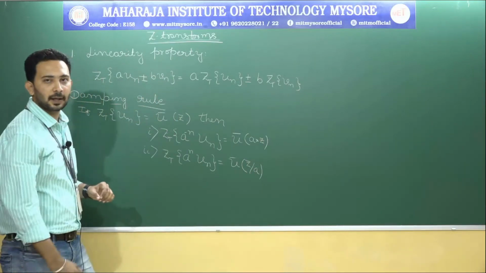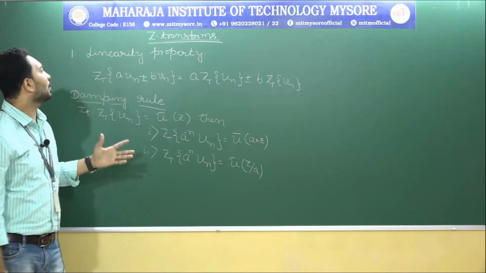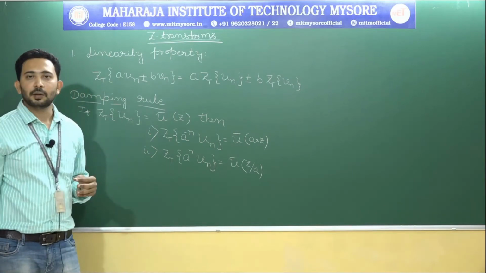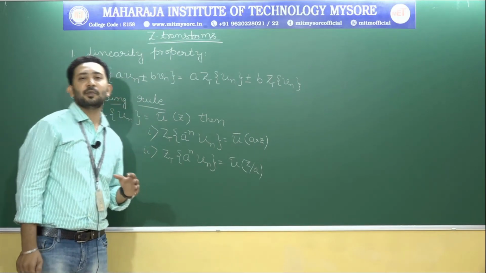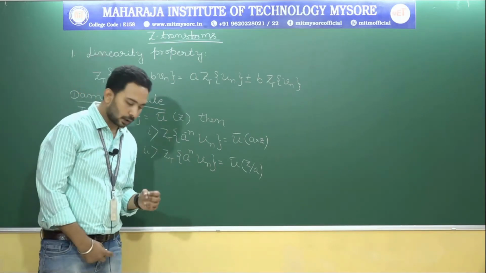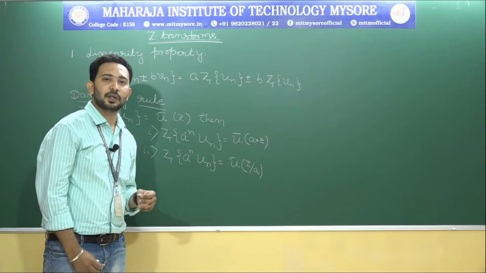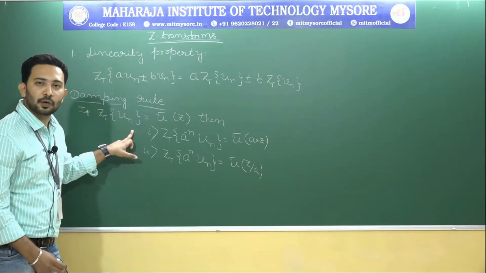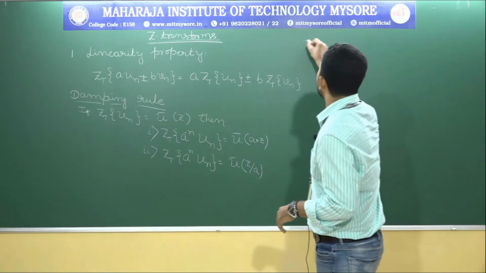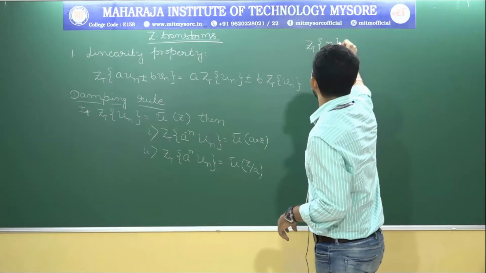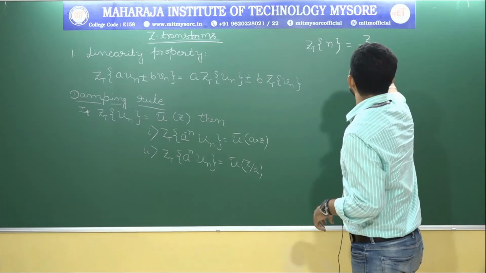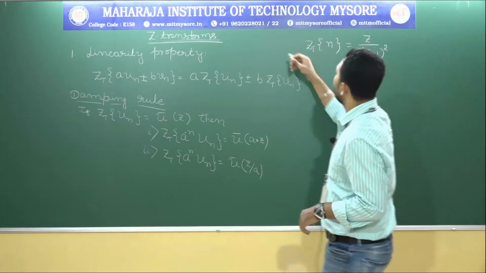z by a. I am not going to solve these two properties now, that is linearity property and damping rule, because in the syllabus they have mentioned only problems on these two properties. So I will move on to some problems. Then how can we use damping rule? In the last class we have solved Z transformation of n, that is Z divided by Z minus 1 whole square.